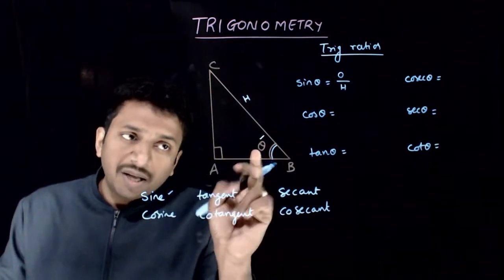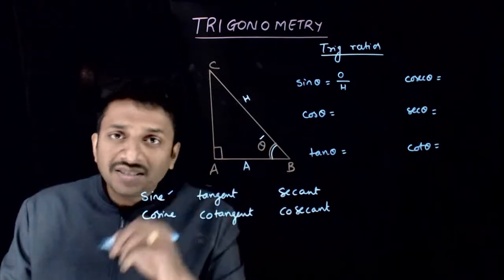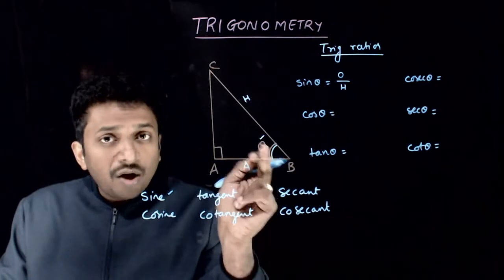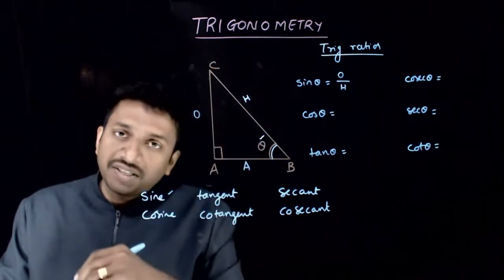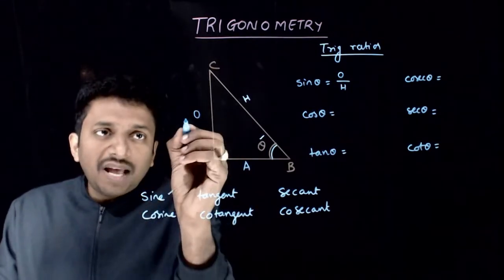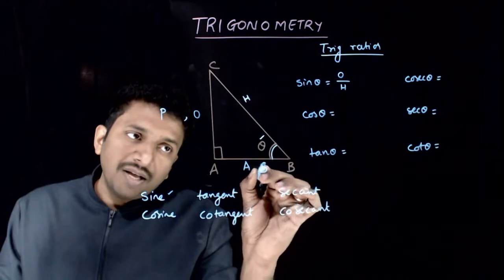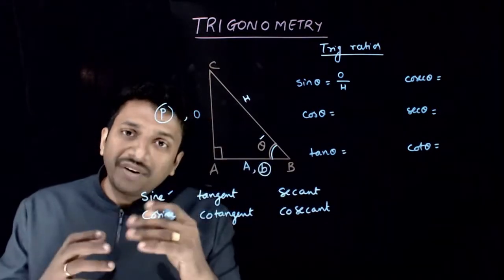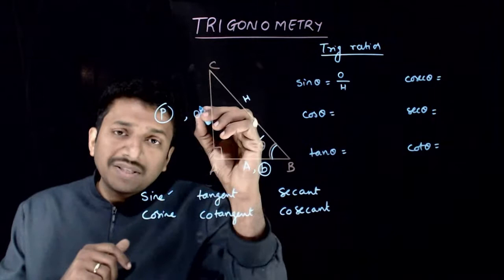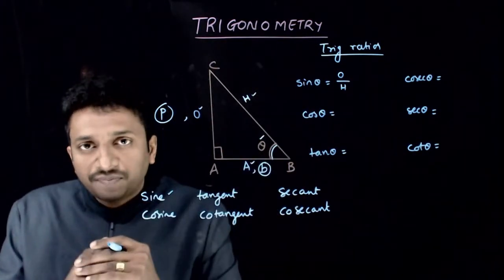With respect to this theta, one side which is adjacent to theta is called adjacent side. The side opposite to theta is called opposite side. Sometimes opposite side is also called perpendicular. Adjacent side is also called base. There are two different notations. I am going to use the first notation: opposite side, adjacent side, and hypotenuse.